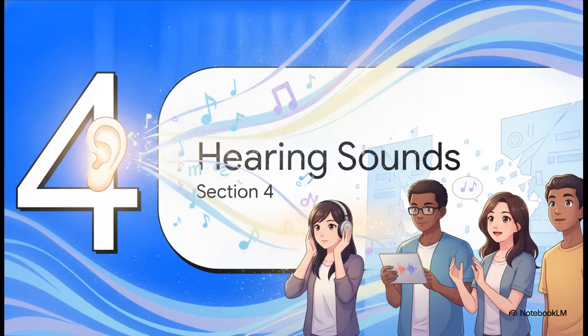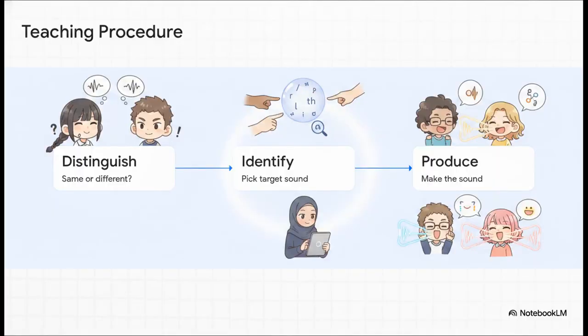All right, Part 4. Step 1. Hearing sounds. You simply cannot expect a learner to produce a sound they can't first accurately hear. Chapter 5 gives us this incredibly clear three-step teaching procedure, which is basically a foolproof mental roadmap for your lesson plans. Step 1. Distinguish. Can they hear if two sounds are the same or different? Step 2. Identify. Can they pick out the specific target sound from a group? Step 3. Produce. And you absolutely must do them in this exact order.